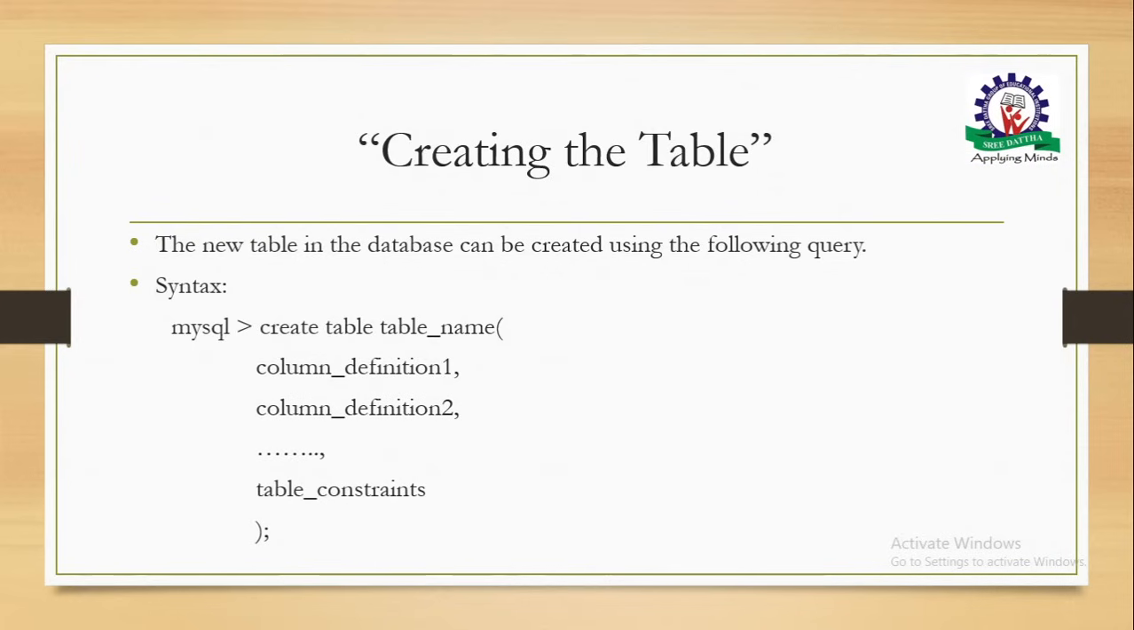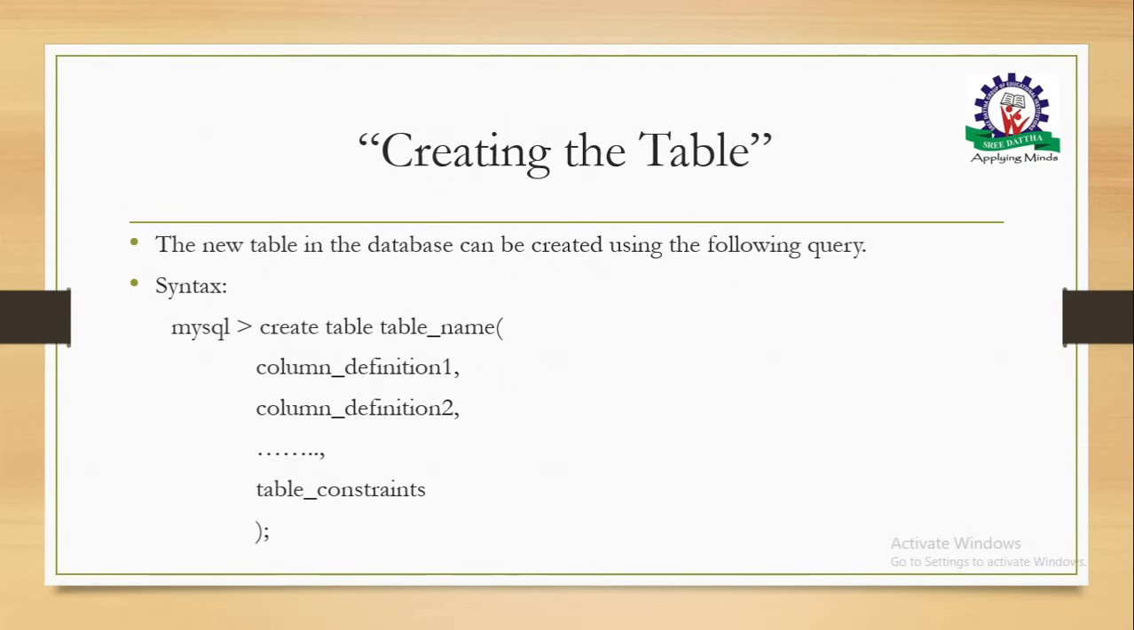And lastly you can see in the syntax we have table constraints available. This specifies which of the columns will be taken as a primary key, unique key, or foreign key, or any other important key. So we can mention in the constraints what we are going to do.